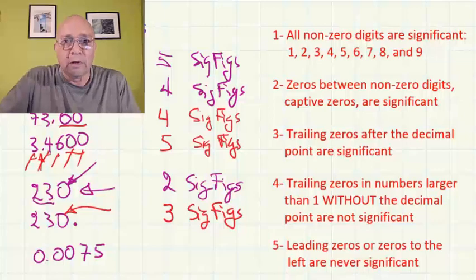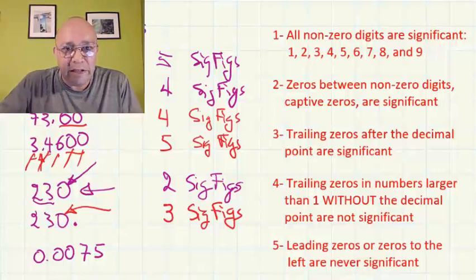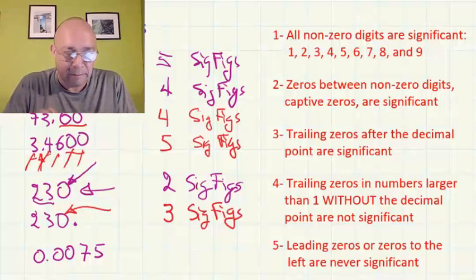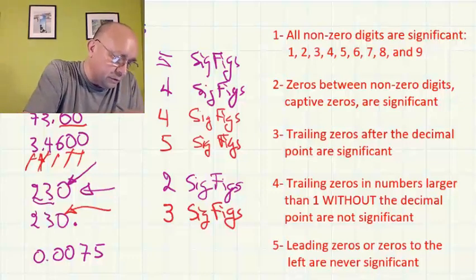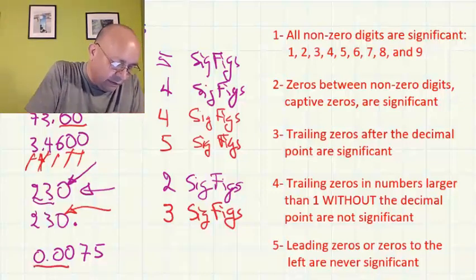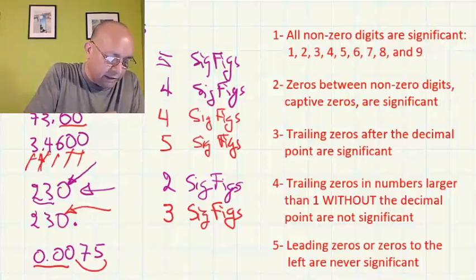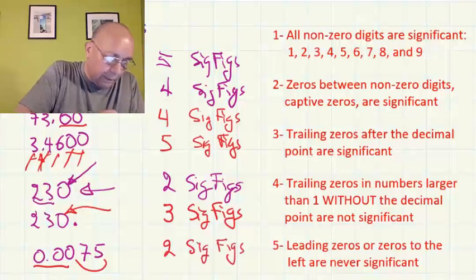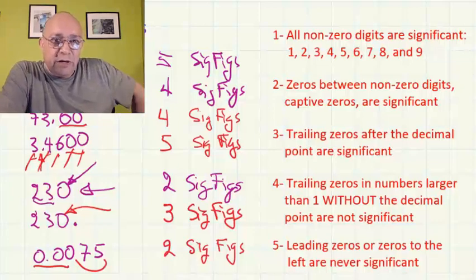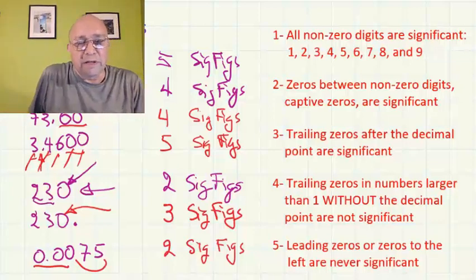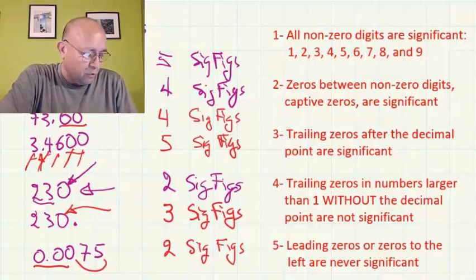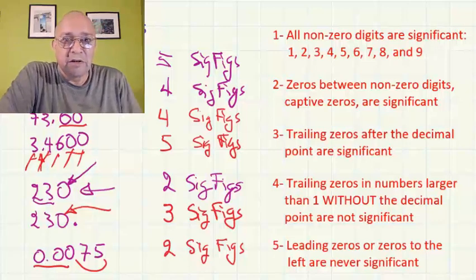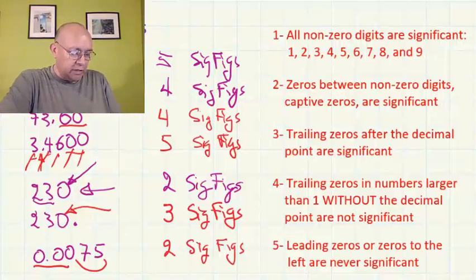All right. Rule number 5. Leading zeros, or zeros to the left of the number, are never significant. So in this example, these 3 zeros are not significant. Therefore, here the only significant digits are the 7 and the 5. So this example has only 2 SigFigs. Okay? So those are the rules that we are going to use in our course here. Not complicated. Take a look slowly and make sure you recognize what is a significant digit and what is not.